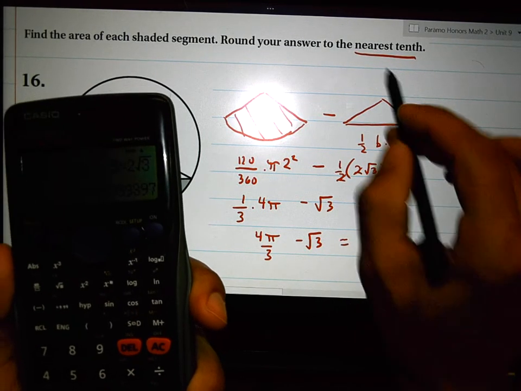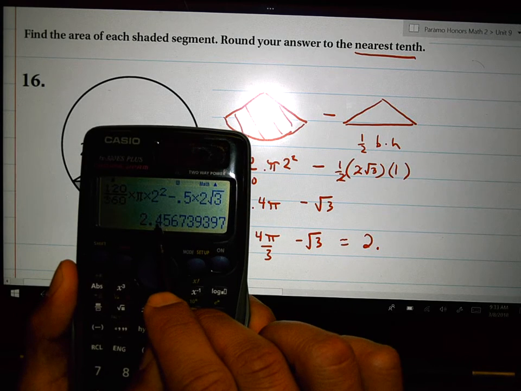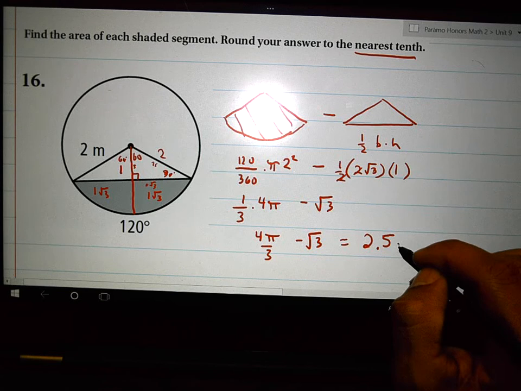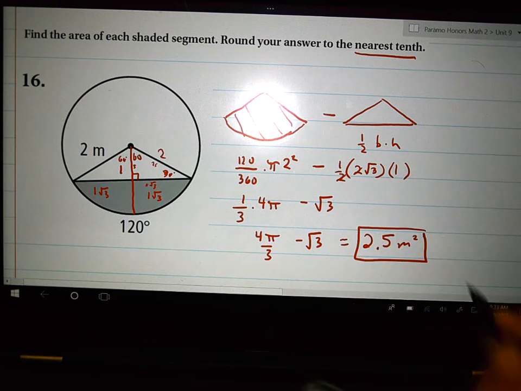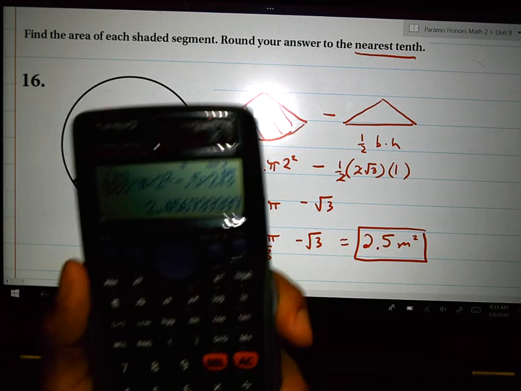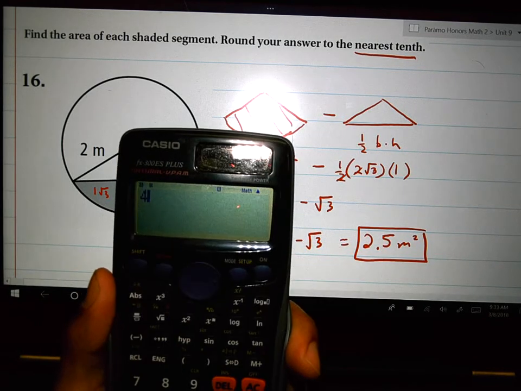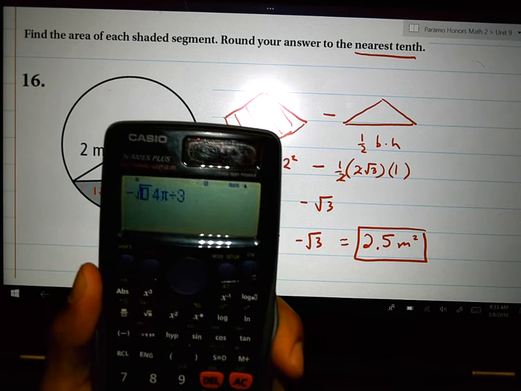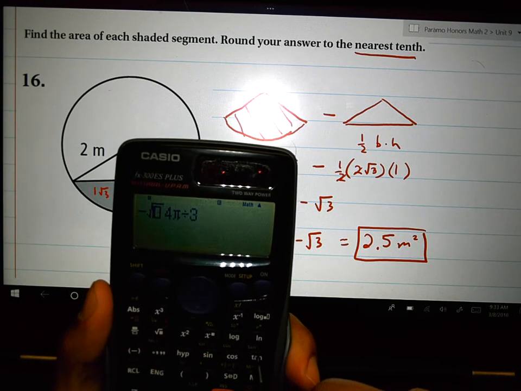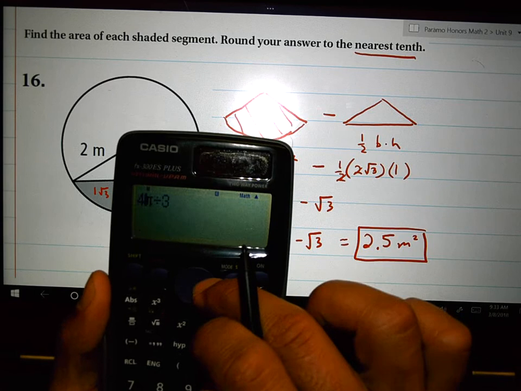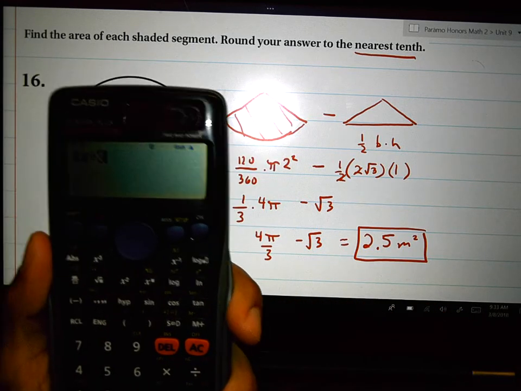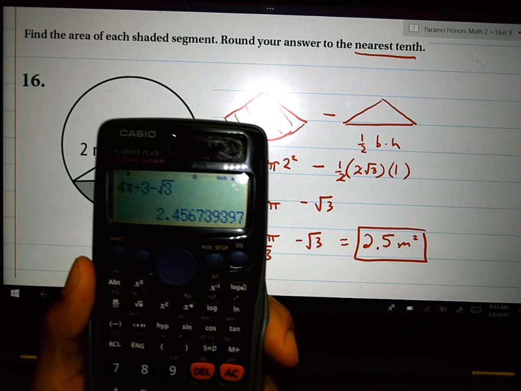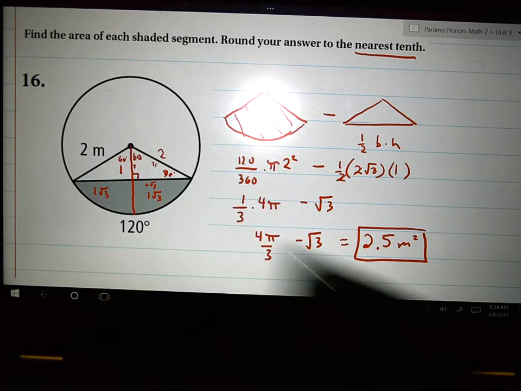Round to the nearest tenth. 5 or higher, I round that to a 0.5 meters squared. Now, just to see if my math is correct, I'm going to type in 4 pi divided by 3 minus root 3. Oh no, that did not go well. 4 pi divided by 3 minus root 3. Same answer. Just wanted to check.